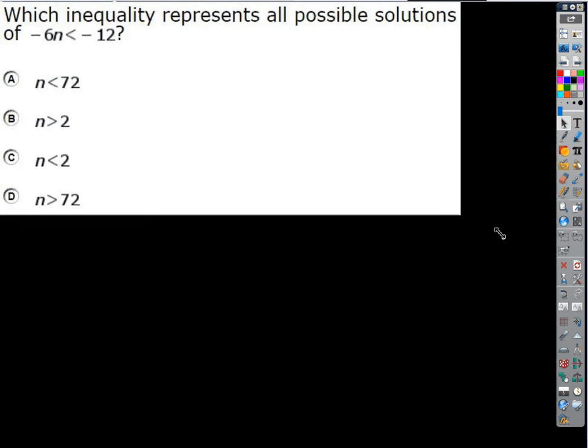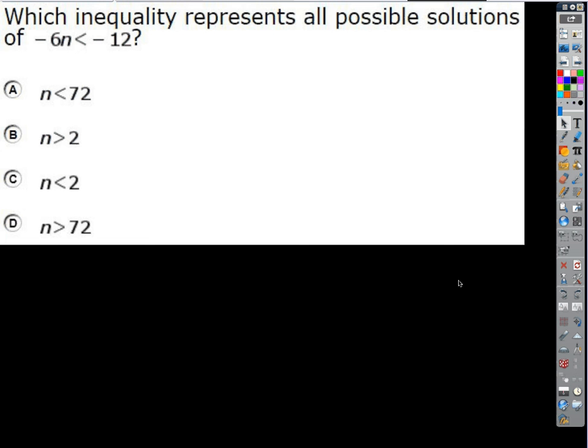Okay, what about these? We did a lot of this stuff earlier in the year. When we're solving inequalities, it's just like equations, but there's one difference. What do I have to be careful about? JJ, what is it? If I divide or multiply by a negative, I have to do what? Flip the inequality. Good.